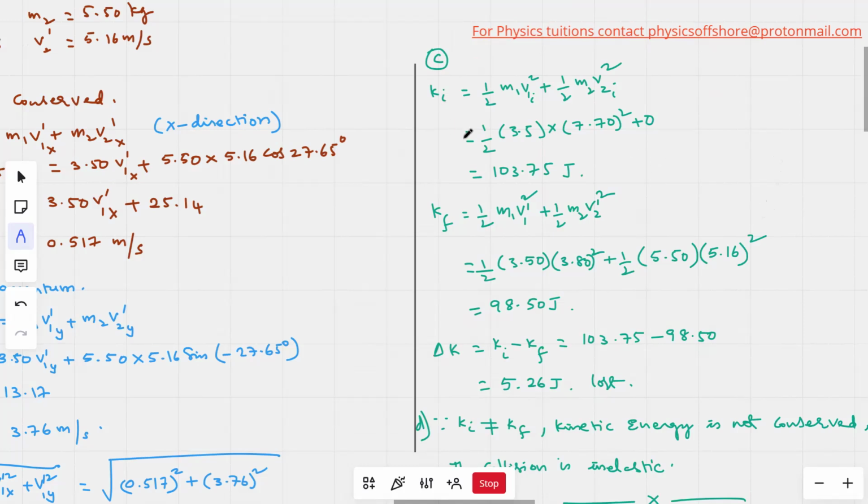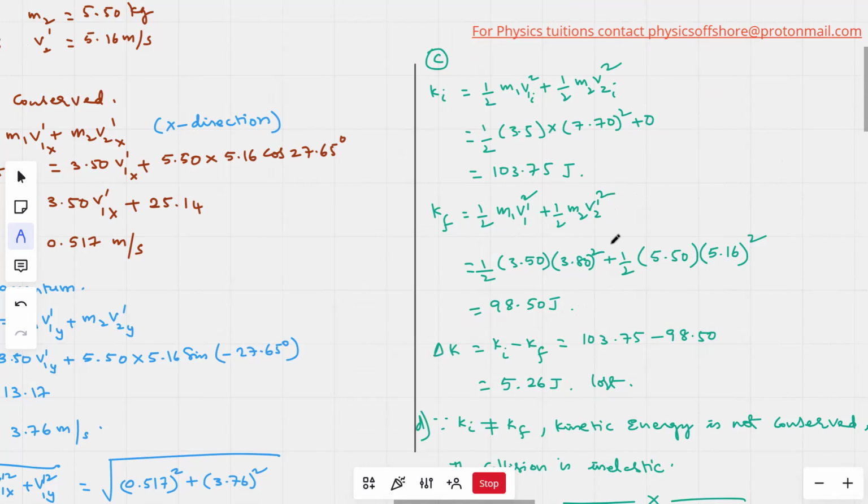Let us write down the initial kinetic energy. Initial kinetic energy is equal to half m1 v1i square plus half m2 v2i square. Plug in the values, you will get the answer as 103.75 joules. Then final kinetic energy, the same way, you have to input the final velocities in the equation half mv square. So half m1 v1 dash square plus half m2 v2 dash square. Plug in the values and find the final kinetic energy. That will be 98.5 joules.